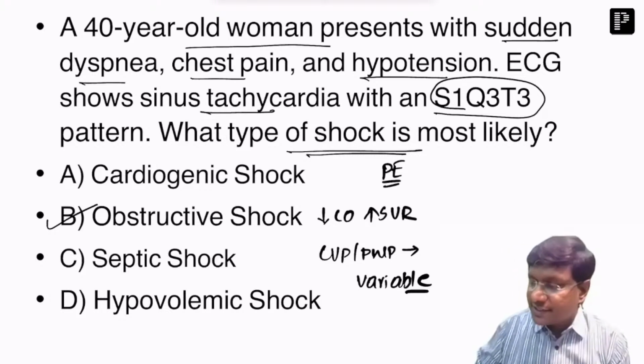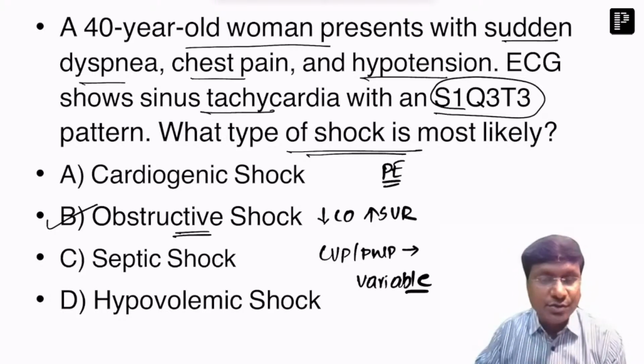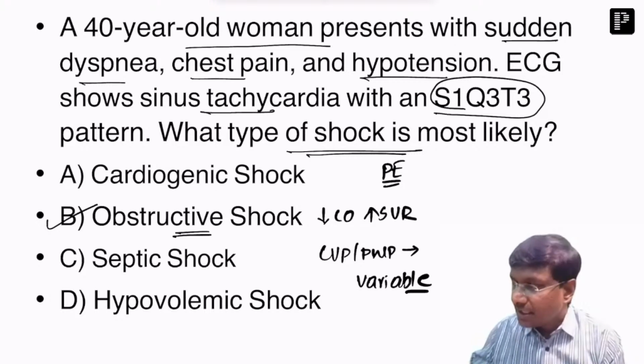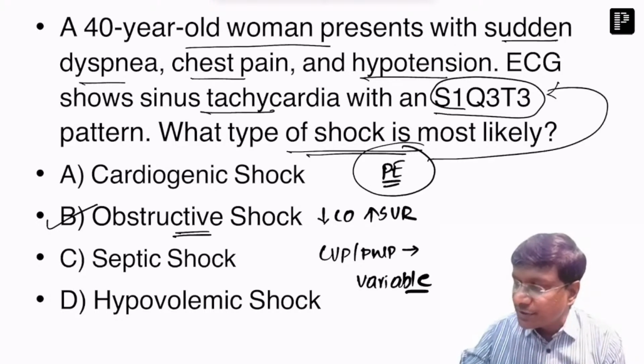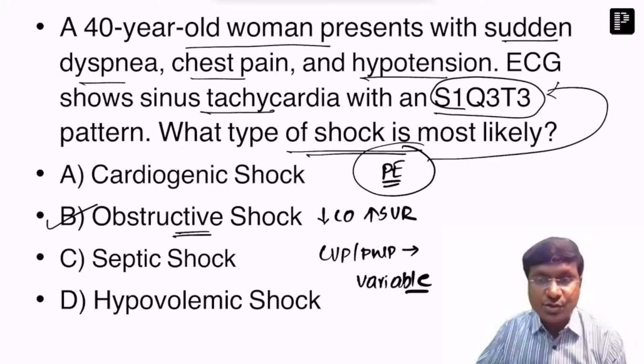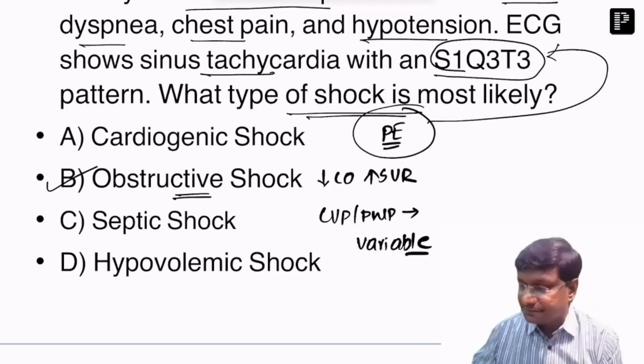So the answer here is the obstructive shock. It is not the cardiogenic shock, right? Now, what is making you answer it as pulmonary embolism? That is the S1Q3T3 pattern, which is observed in cases of massive pulmonary embolism.